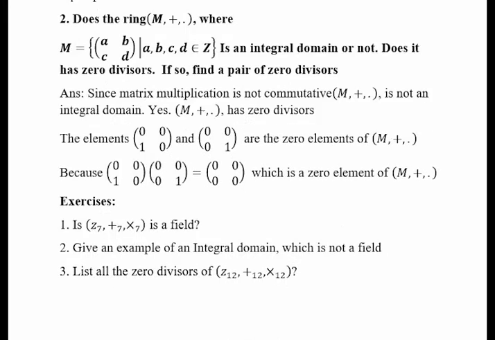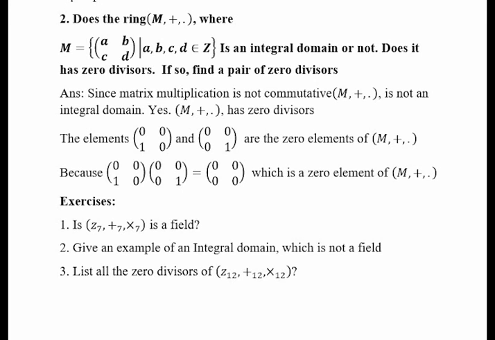So, as exercise, we can see the problems. Is Z7 a field? Yes, of course, because 7 is a prime number, this becomes a field. And give an example of an integral domain which is not a field. We can take the set of integers Z under addition and multiplication. This is an integral domain, whereas it is not a field because the non-zero elements do not possess multiplicative inverses in the set of integers. Hence, it is not a field.